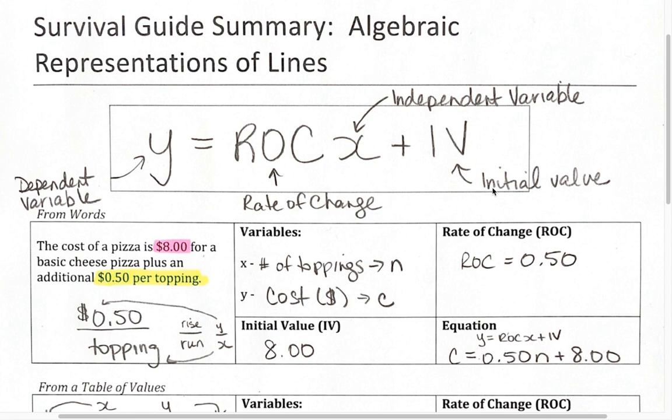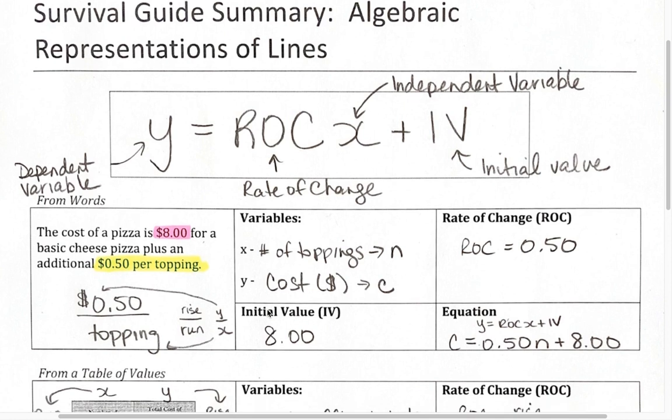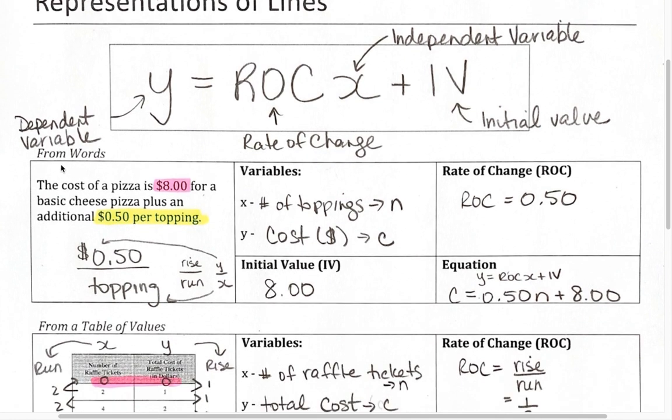So going back to a pizza example, and this is our example of how to do it from words. We've got the cost of a pizza is $8 for a basic cheese pizza, plus an additional 50 cents per topping. So when we look at this, we can pick off the key information.